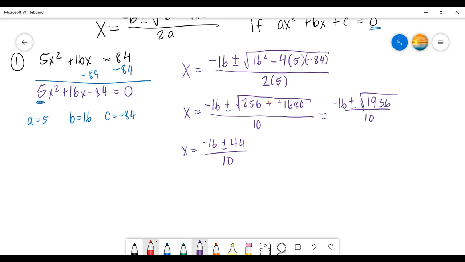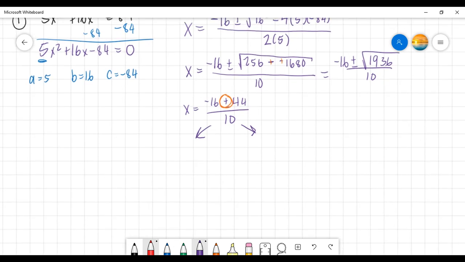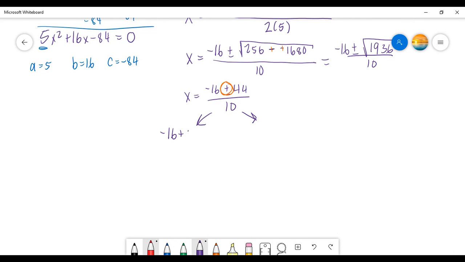Okay, now from here, we have this as simplified really as we can get it, and we can now break this up. Since we have a plus or minus, that means two things can happen. We can have negative 16 plus 44 divided by 10, or negative 16 minus 44 divided by 10. And those are the two possible solutions we can get. Okay, negative 16 plus 44, that's the same as 44 minus 16, which would be 28 over 10. Okay, so 28 over 10 is a possible answer.